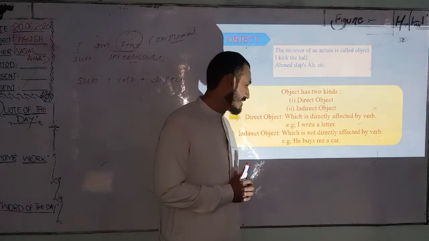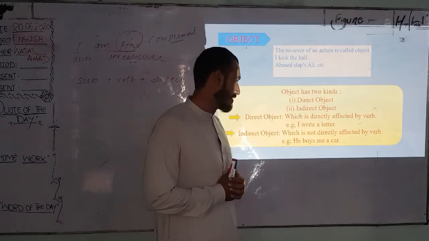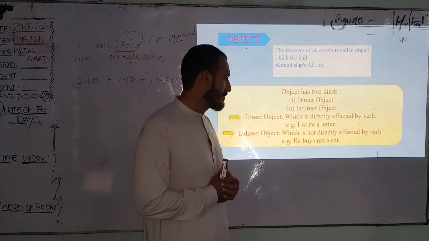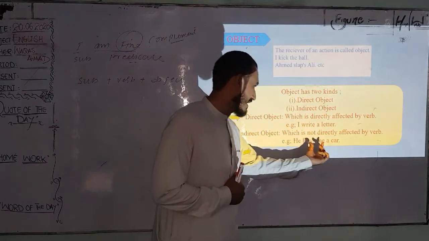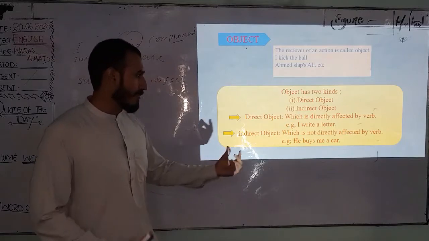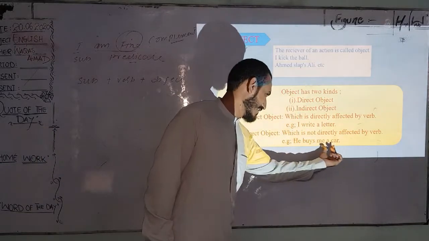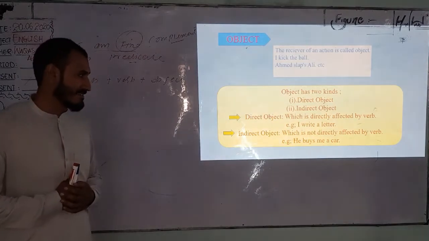He is the subject, and the subject must be a noun or pronoun. Buys is the verb, which shows an action. Me is the indirect object, and a car is the direct object. He buys me a car. So again, this is the indirect object and this is the direct object. We have two objects in a sentence.